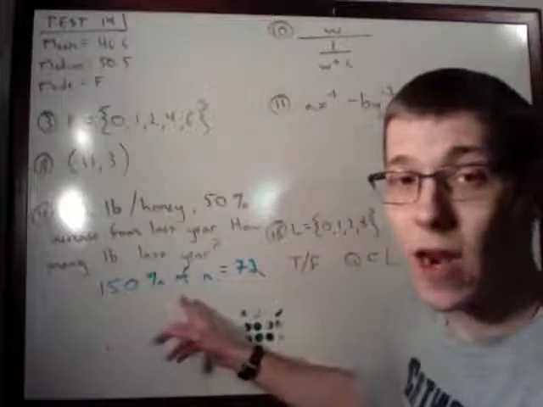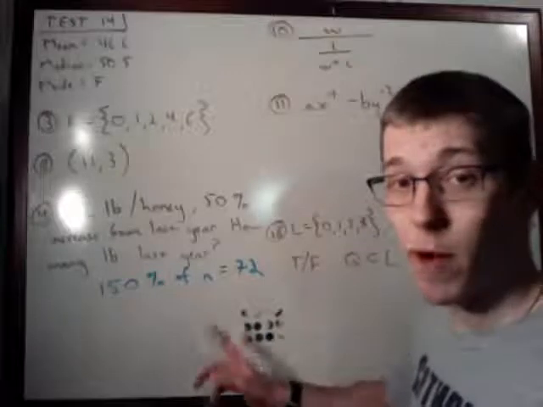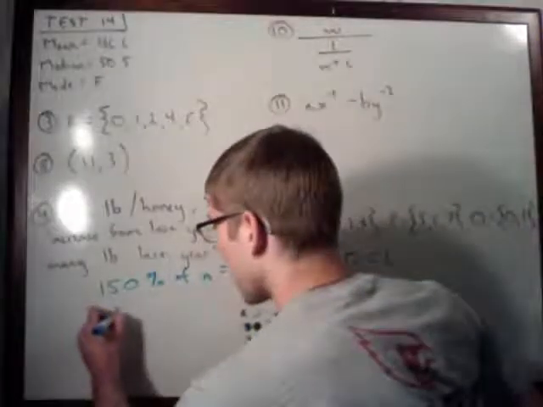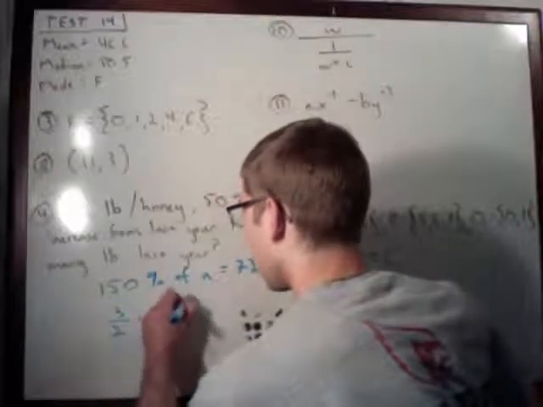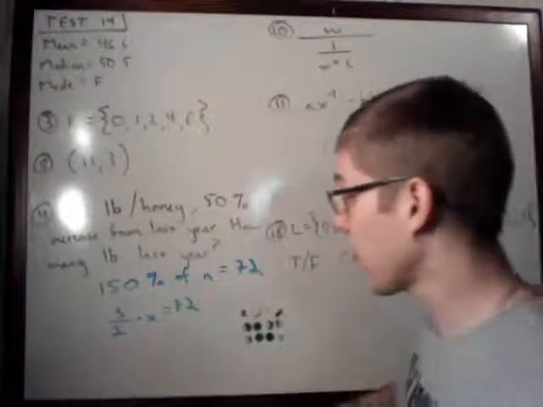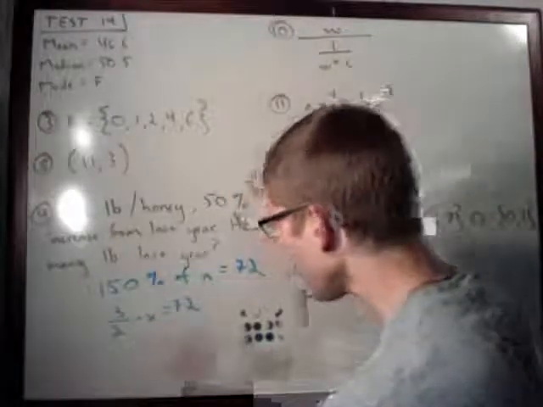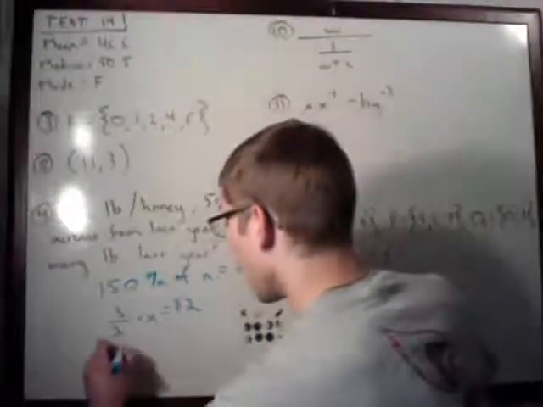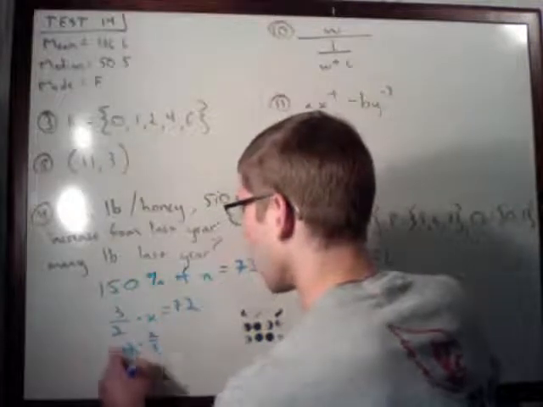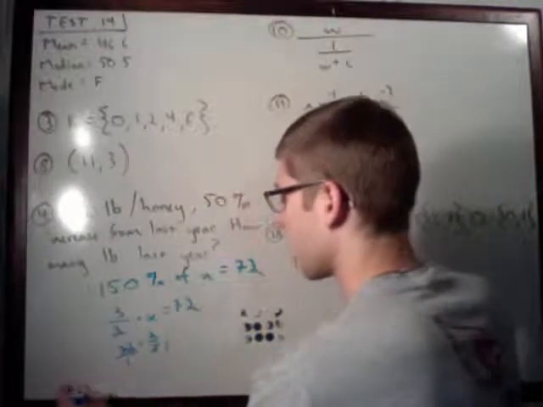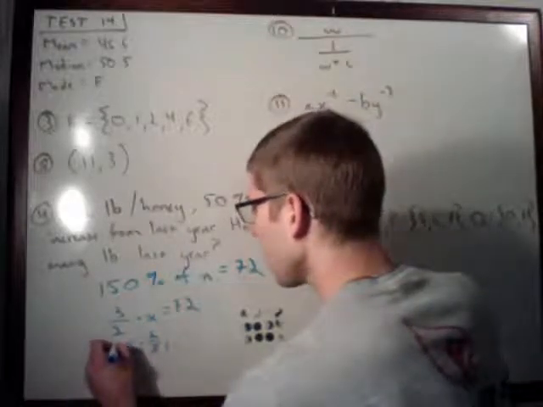So if 150% of that number from last year is 72, that's 150% times the number. We can simplify 150% as 3 over 2 times x equals 72. Then we can divide by 3 over 2 on each side, and we'll end up doing keep, change, flip. It'll be 72 times 2/3, 72 over 1 times 2/3. We can simplify here. 3 divided by 3 is 1. 72 divided by 3 is 24.